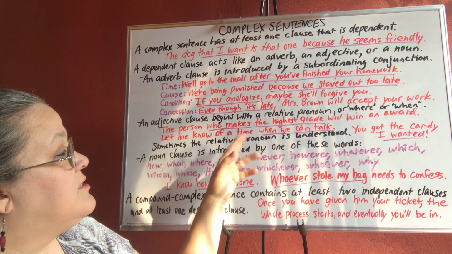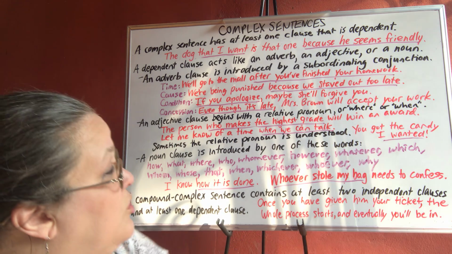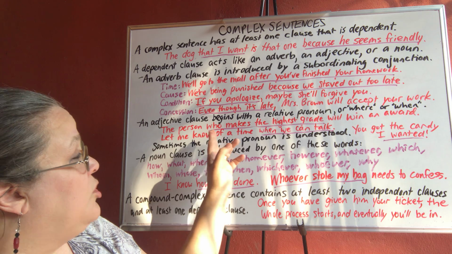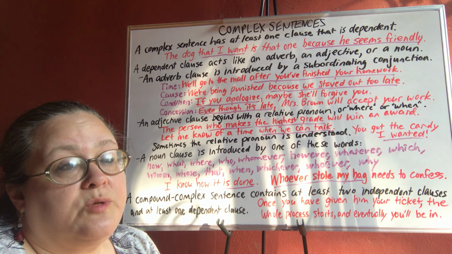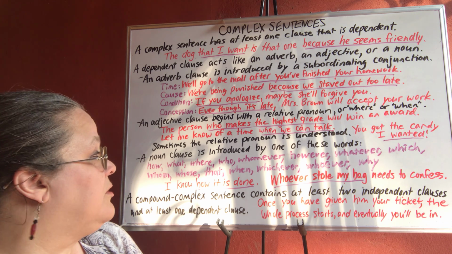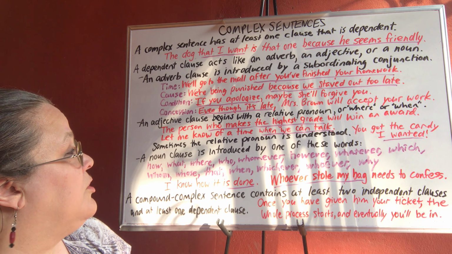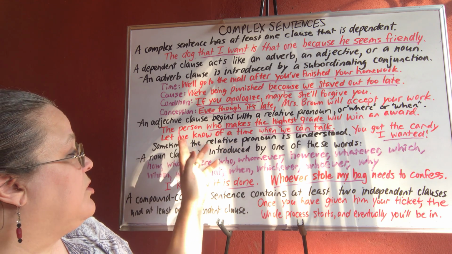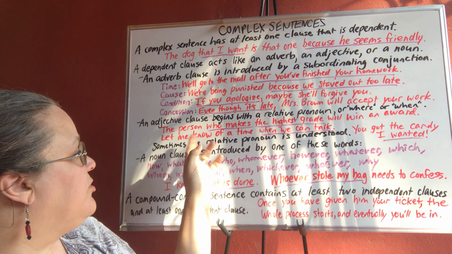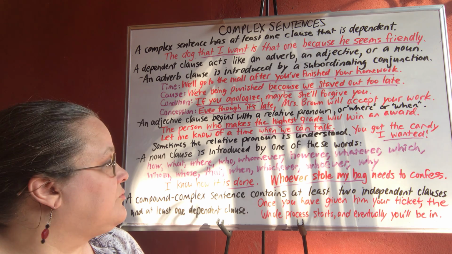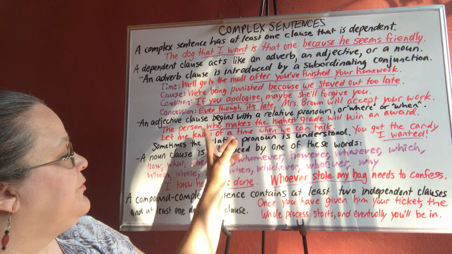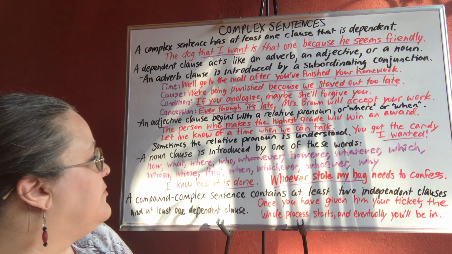The person who makes the highest grade will win an award. This part right here, who makes the highest grade, is a clause that tells which person will win an award. It modifies person. The relative pronoun who also acts as the subject of the adjective clause.